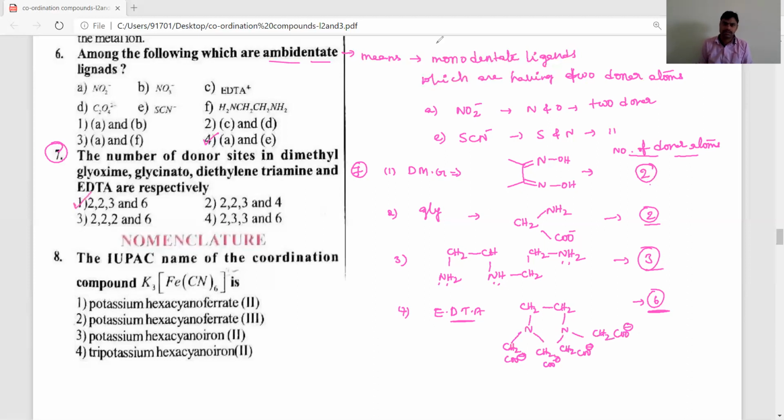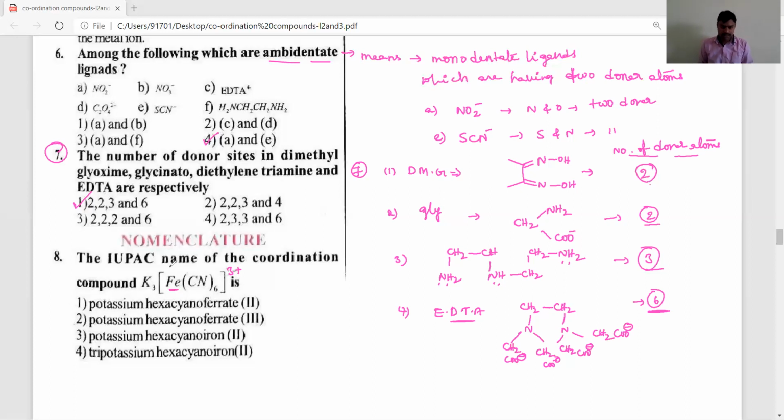Okay students, now let's see the eighth question. What is the eighth question? What is the correct IUPAC nomenclature of K3[Fe(CN)6]? Iron is the central atom. It is a positive complex, the coordination sphere having 3 units of positive charge present. So for a positive complex compound, the central metal atom name is the same.